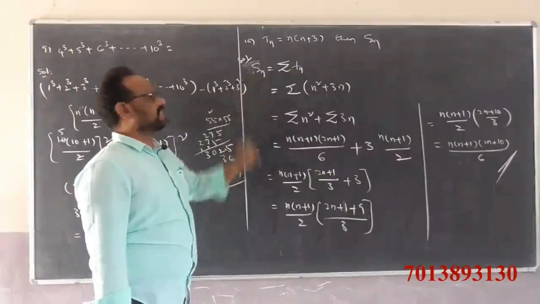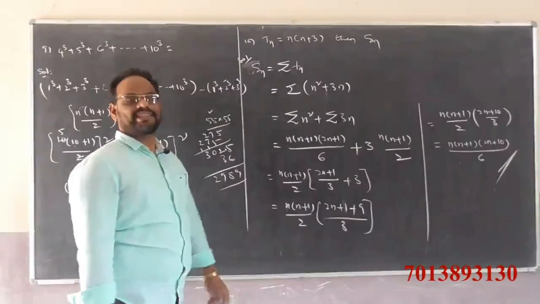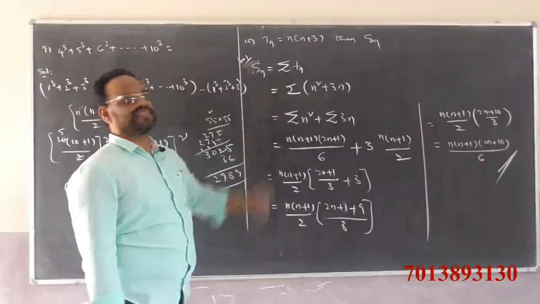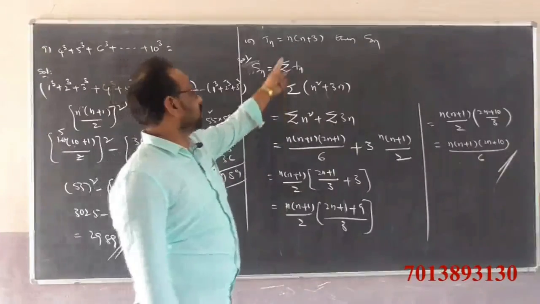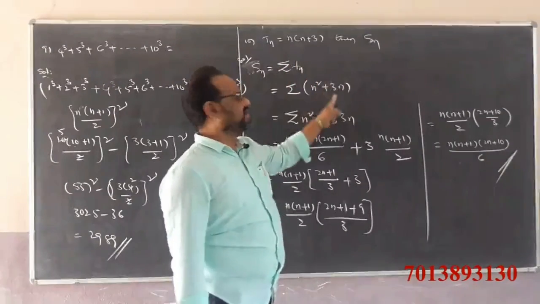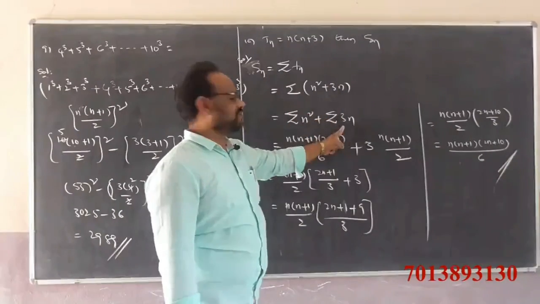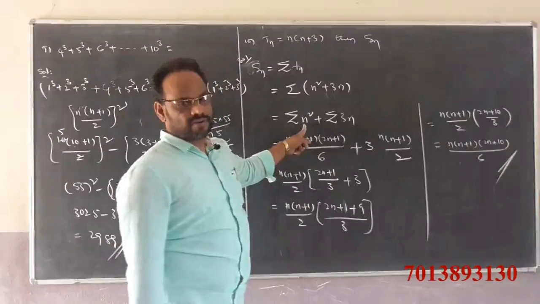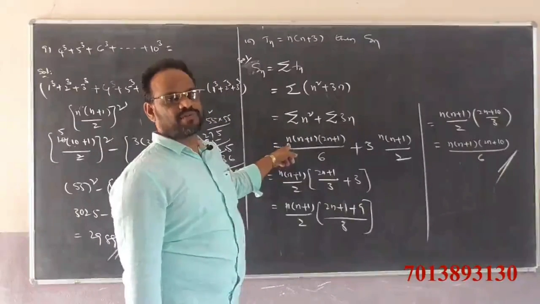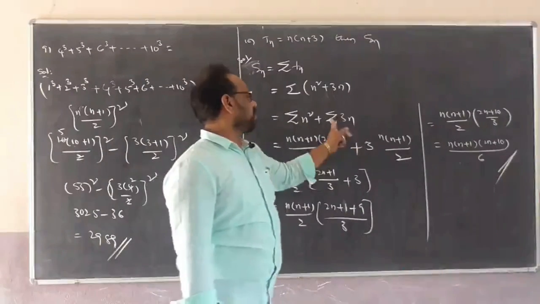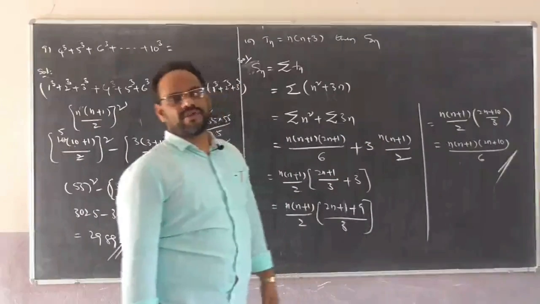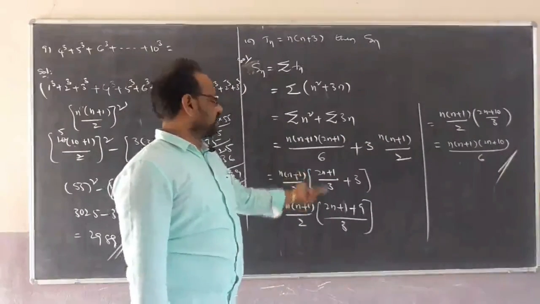That means Tn is equal to n into n plus 3. Then we want the sum of n terms. Sum of n terms is nothing but sigma Tn. Sigma Tn is nothing but n into n square plus n into 3, which gives sigma n square plus sigma 3 times n. So the sigma n square formula we know is n into n plus 1 into 2n plus 1 by 6. If you take sigma n value n into n plus 1 by 2 common and do LCM, we get this one.